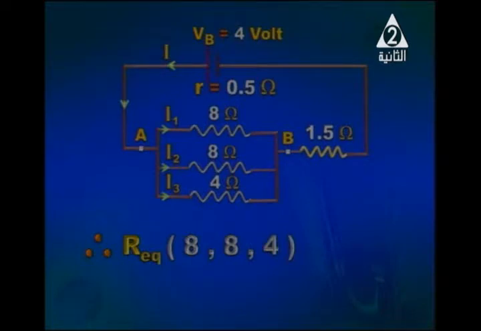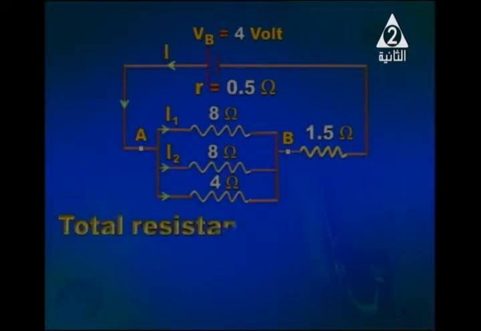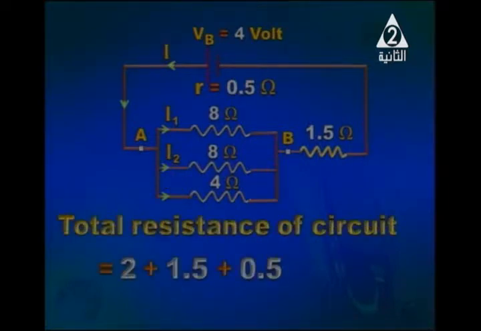So R equivalent of the resistors 8, 8 and 4 is equal to 2 ohm. The 2 ohm is connected in series to 1.5 and to 0.5 internal resistance. So total resistance of the circuit is 2 plus 1.5 plus 0.5, so it is 4 ohm. Now we can calculate the total current.